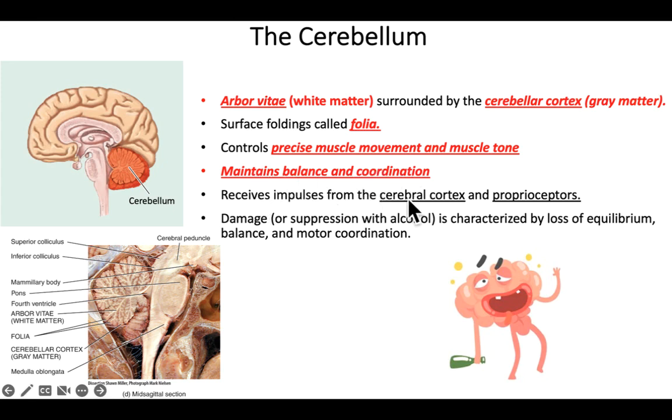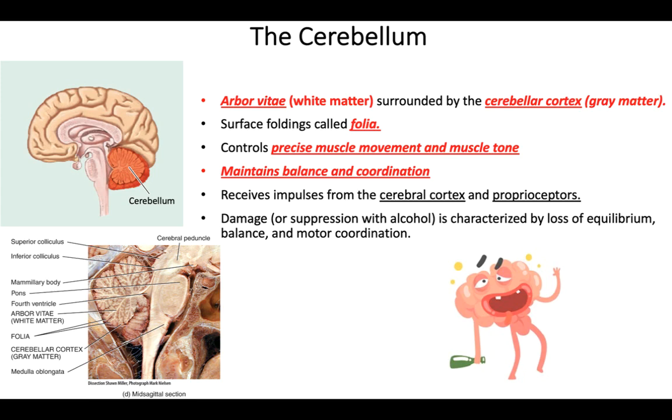It gets impulses from your cerebral cortex and your joints and muscle. Those are the proprioceptors. So it helps in adding that level of precision, balance, and coordination to your muscle activity. Damage to it or suppression of the cerebellum with alcohol has a very clear consequence. You'll lose your balance, you'll lose your coordination, you'll lose your equilibrium. When we look at someone who's drunk, they lose coordination, balance. And that's due to the suppression of the cerebellum.